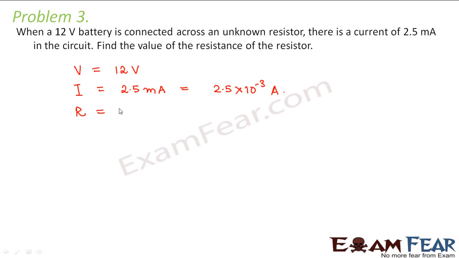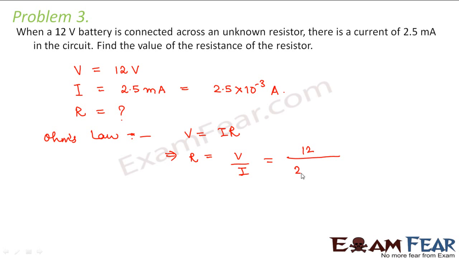So we have to calculate the value of the resistance. Using Ohm's law, we can say that V is equal to IR. So from this we can say R is equal to V by I. That is equal to 12 divided by 2.5 into 10 to the power minus 3. So this comes out to be 4.8 into 10 to the power 3 ohms, that is equal to 4.8 kilo ohms. So this would be the value of the resistance of the resistor.